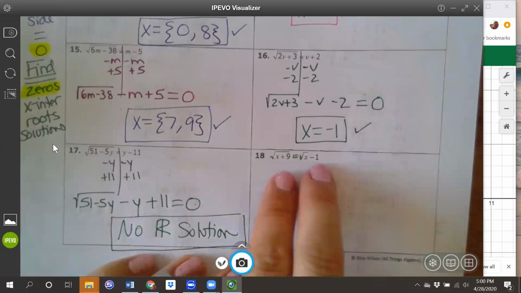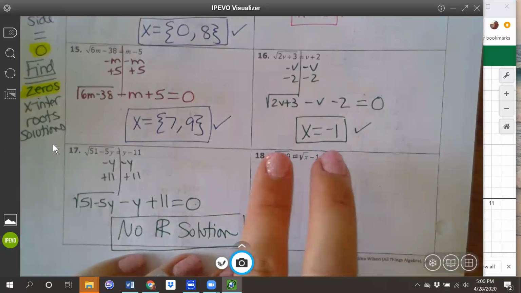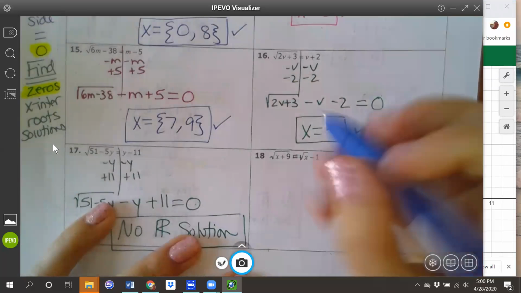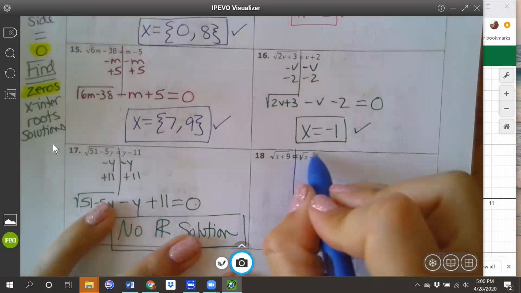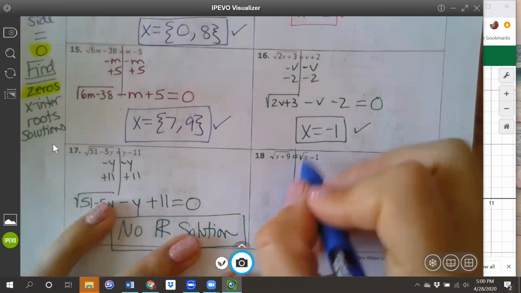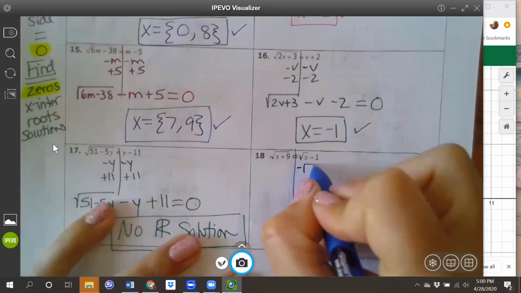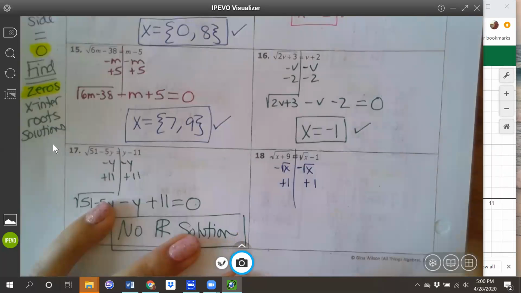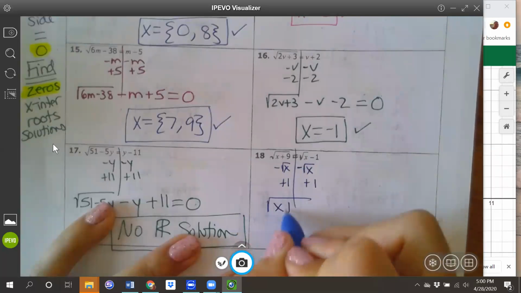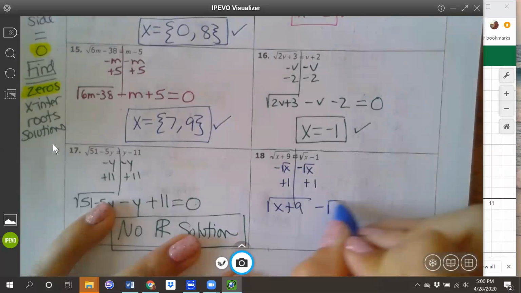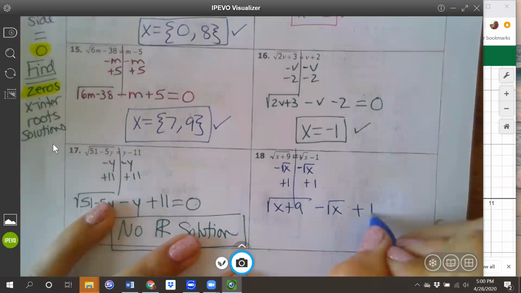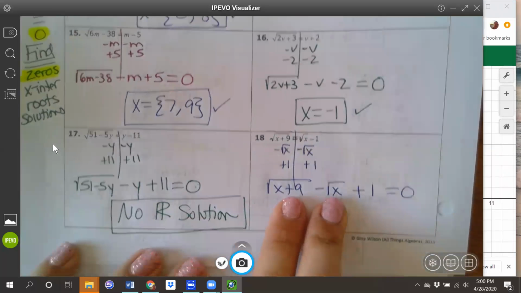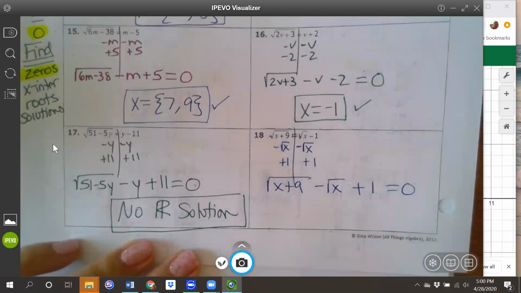Okay, last one. It's like the ones at the top of the page, but I will use technology to solve this. So I need to, oh, I guess it's not, because that square root doesn't come all the way over. I lied. It's not like that at all. I'm going to subtract a square root of x on both sides, and I'm going to add 1 on both sides. So square root of x plus 9 minus square root of x plus 1 equal to 0. Remember, those two things are not the exact same things, therefore you are not allowed to put them together. They must stay separate.